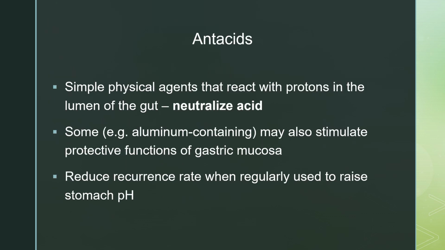And now let's talk about the antacids. So what are antacids? These are simple physical agents that react with the protons in the lumen of the gut, thereby neutralizing the acid. Some antacids will be aluminum containing, and this may stimulate the protective functions of the gastric mucosa. When antacids are used regularly, they reduce the recurrence rate. When you use it, it is used to raise the stomach pH to an alkaline level.